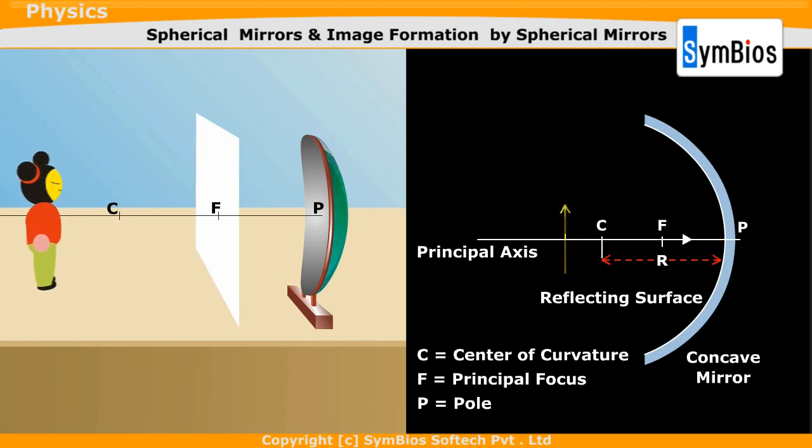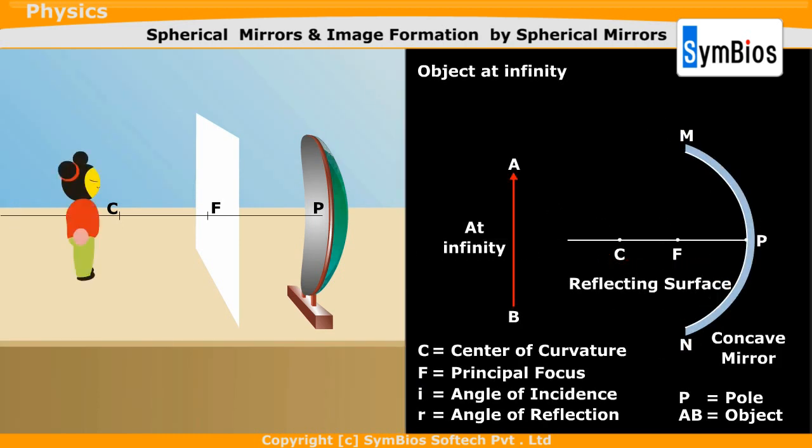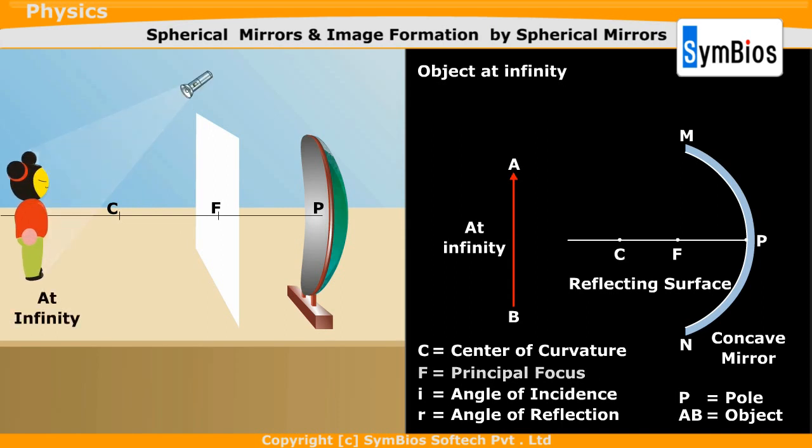Let us keep the doll at different distances from the mirror and see how images get formed. Let us keep the doll very far from the mirror. The screen is in the same plane as principal focus. As you can see, a small image will be formed on the screen.